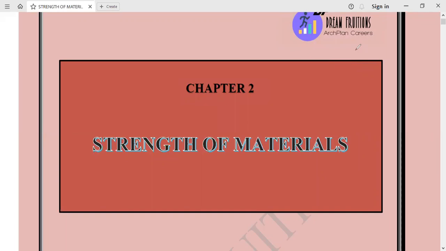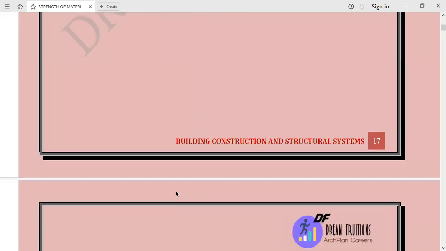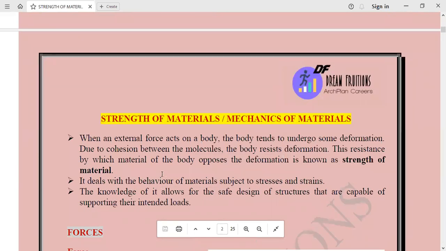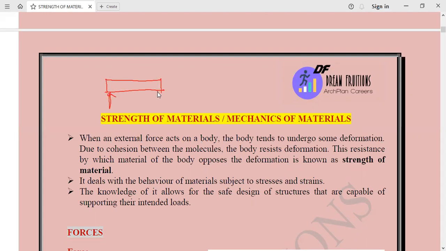Today we are going to discuss the topic of strength of materials. Strength of materials is also known as mechanics of materials. So, we need to know what strength of materials is. Whenever we apply an external force to a body, suppose this is a body and we have applied an external force F to it, the tendency of the body will be to deform. The tendency of this body will be to sag.